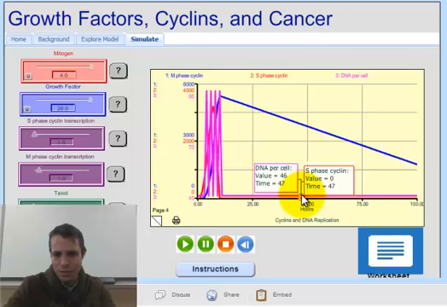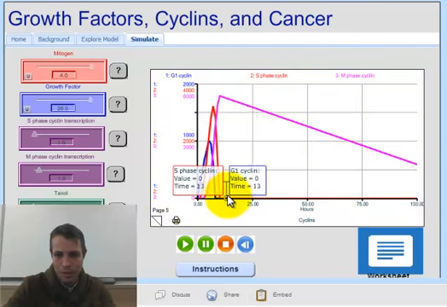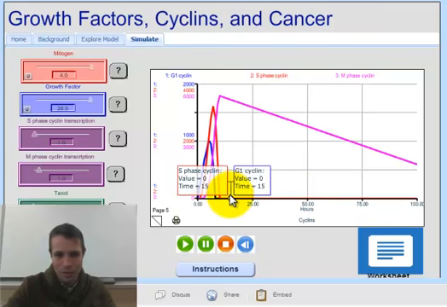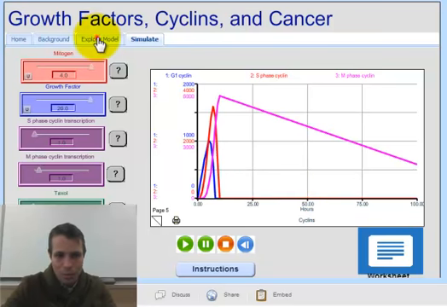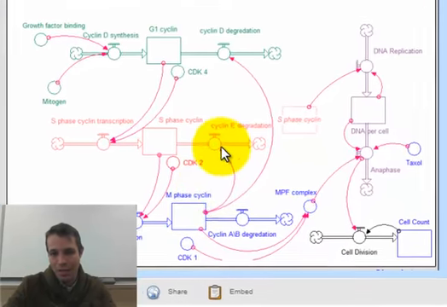So why would our S-phase cyclin be at 0 here? Here's all of our cyclins. Our G1 cyclin and our S-phase cyclin are both at 0 the entire time after that first round of cell division. Let's go up to explore the model and take a look. S-phase cyclin and M-phase cyclin and G1 cyclin. Your M-phase cyclin is actually causing a negative feedback.